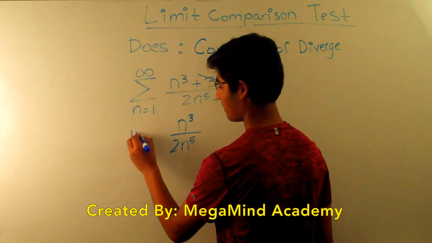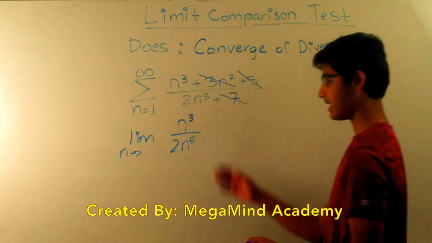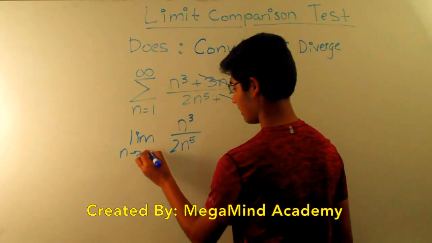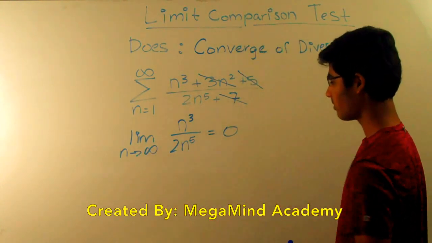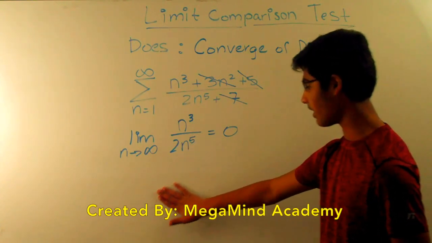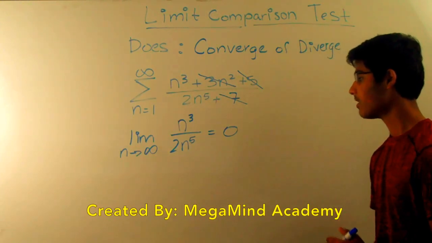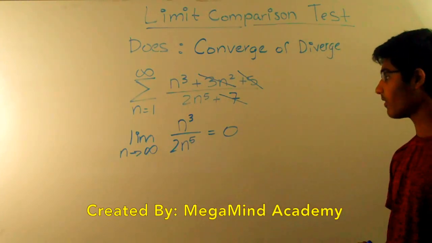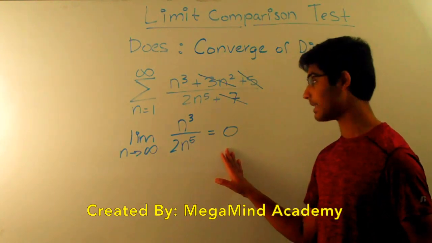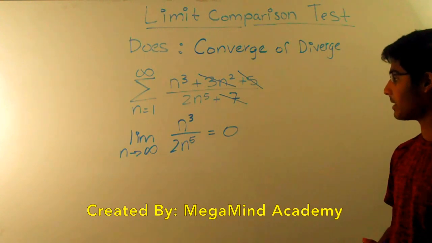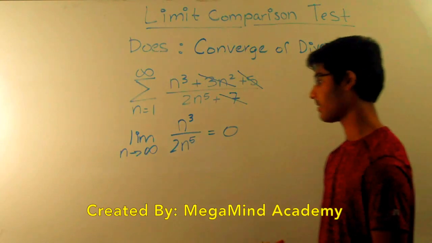If we take the limit as n approaches infinity, this will come out to be 0, because we know that the denominator has a greater exponent. Or you can use L'Hopital's rule. So we know that this satisfies one of the conditions for being a convergent series. Because this is equal to 0, it doesn't mean that the series is convergent, it just means that you can move on to the next test.